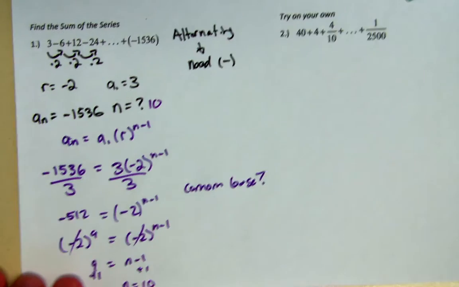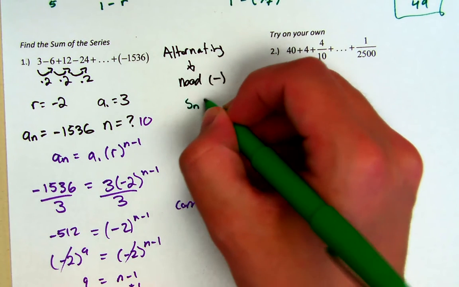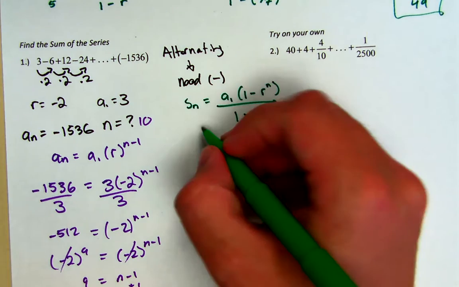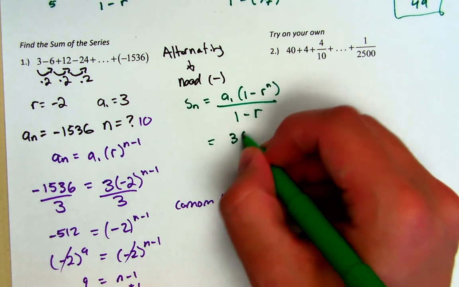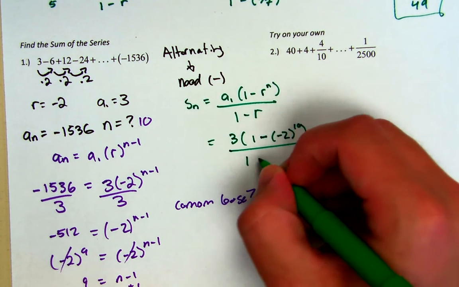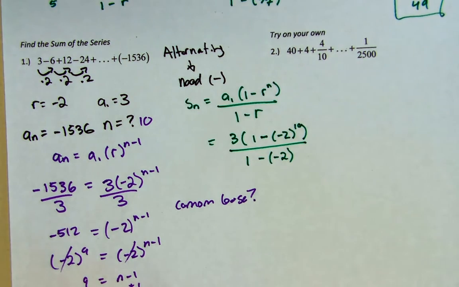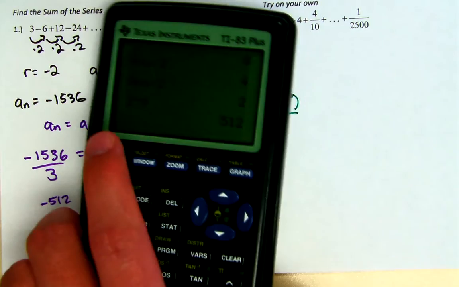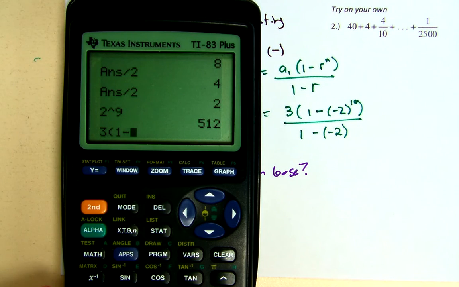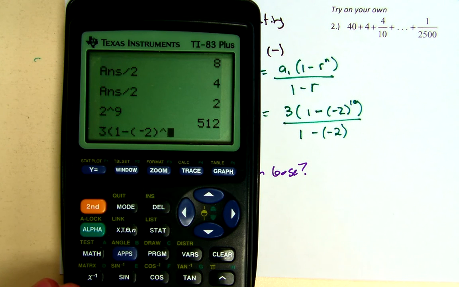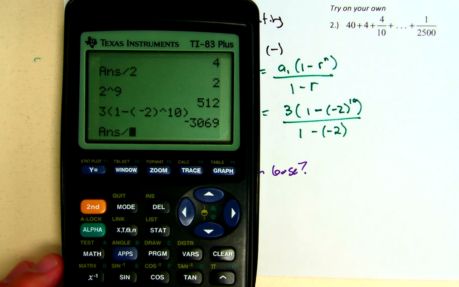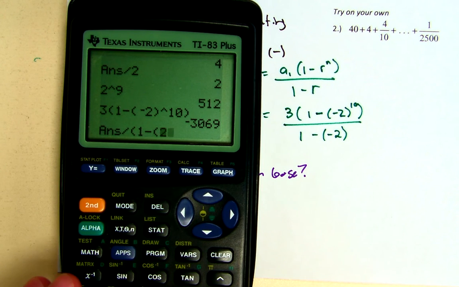So now, fill that into our formula. It was the sum, so Sn equals a1 times 1 minus r to the n, over 1 minus r. That is 3 times 1 minus negative 2 to the 10th, all over 1 minus negative 2. So be careful again here when you enter that. So start with the top. 3 times 1 minus negative 2 to the 10th. Notice I put the negative in parentheses because it's important that it is negative. Then 1 minus, again, negative 2.